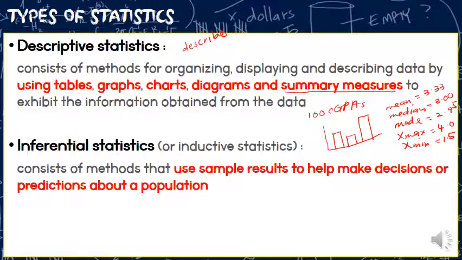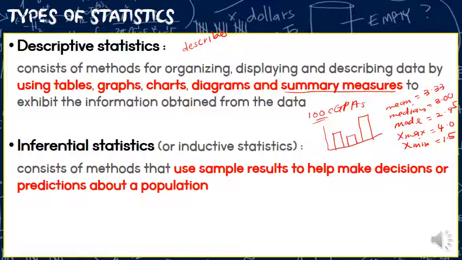So, you explain data awak. You kata 100 CGPA ni kalau dalam bentuk charts macam ni. And daripada 100 CGPA tu you calculate dapat mean 3.33. Daripada 100 CGPA ni you cari median dapat 3. You describe data yang awak ada. Descriptive statistics.